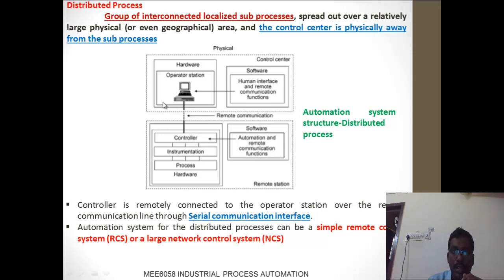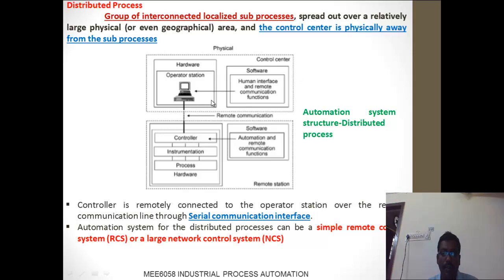I am able to control systems from Delhi, even though the plant is located in Tamil Nadu. In the same way, we can control the systems from anywhere. That is a distributed process. What's the main advantage? The important thing is that we have to transfer the data from the localized sub-process, which is located in different geographic areas, to the control center. The control center consists of hardware and software.